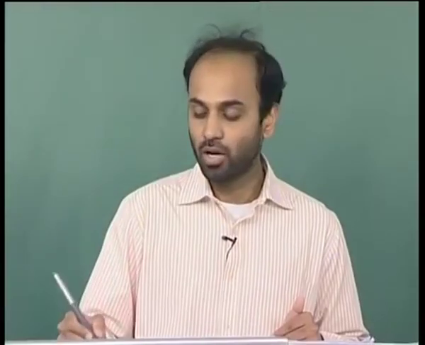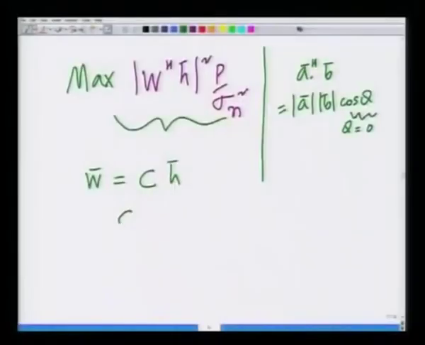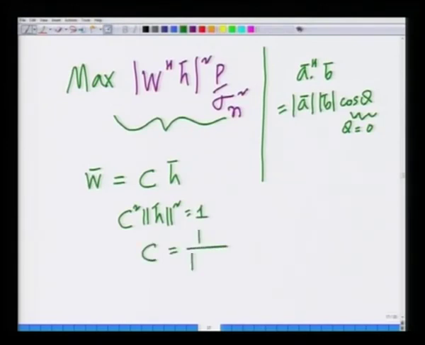Alright. Which means now I know how to choose this constant. I have constrained magnitude W bar equal to 1, which means norm W bar square equals 1, or c square norm H bar square equals 1, which means c equals 1 divided by magnitude of H.